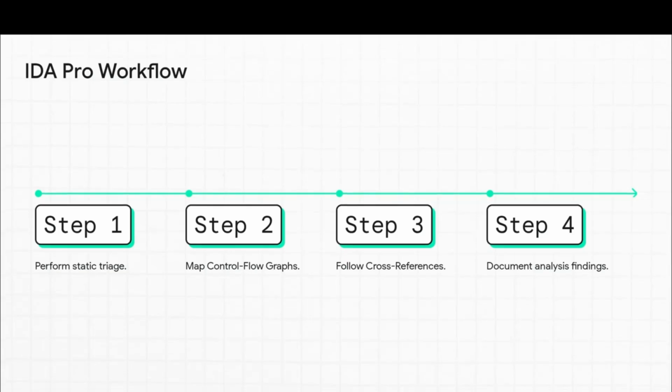Armed with these amazing tools, analysts follow a very systematic progression. Step 1 is triage, mapping out the basic file format. Next up, they map control flow graphs. These are absolutely critical because they visually map out the conditional branches, showing exactly how the execution of the program moves. Third, they follow cross-references to trace exactly where suspicious configuration data is being processed. And finally, they document everything, literally transforming a chaotic binary into a highly structured, understandable model.